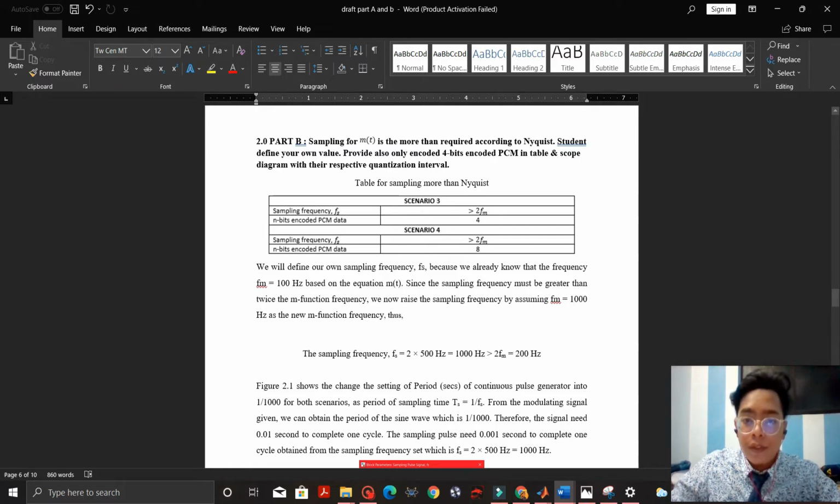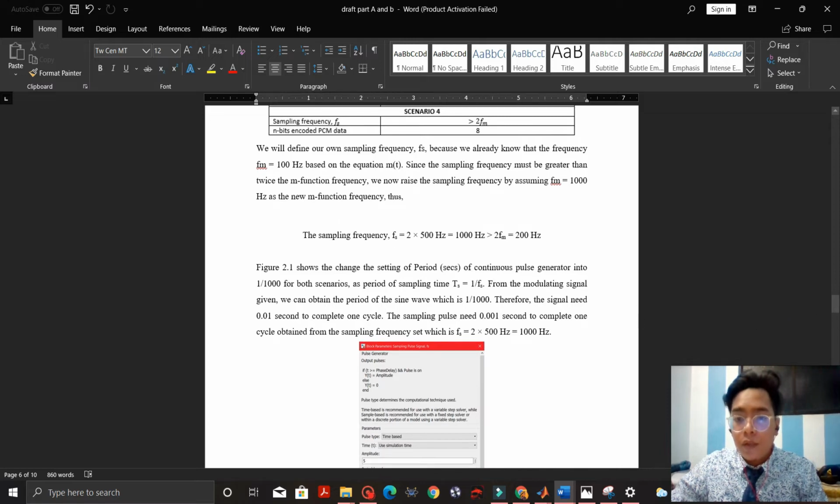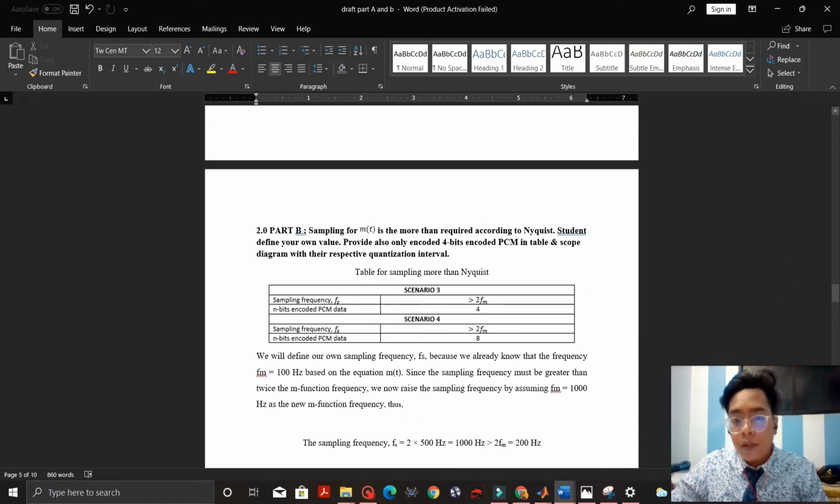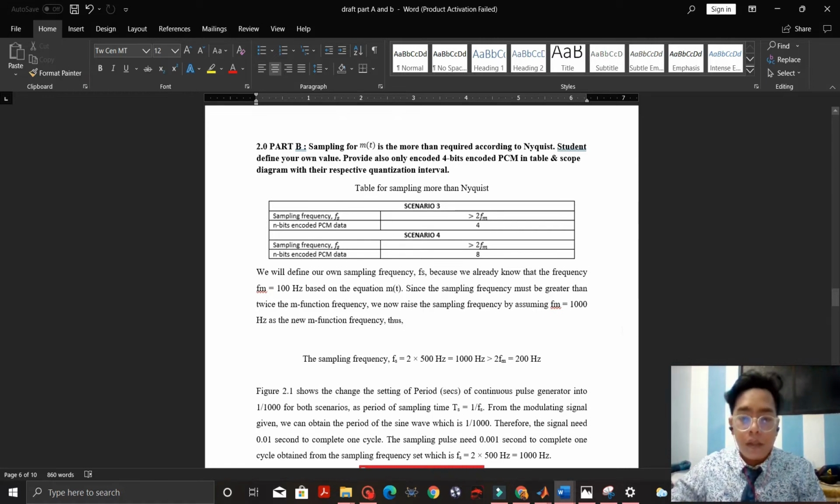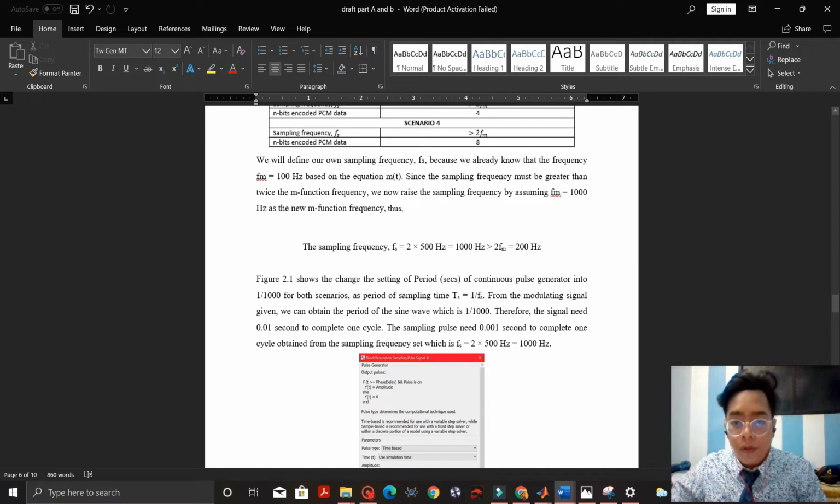Alright, for scenarios 3 and 4, we define our sampling frequency as Fs equal to 2 times 500 Hz, equal to 1000 Hz, which is more than 200 Hz based on the scenario given. Next, because of the continuous impulse, the period is 1 over 1000, so the time to complete one cycle is 0.01. So the sampling period taken for this 1 over 1000 is 0.01 second, different from task A.